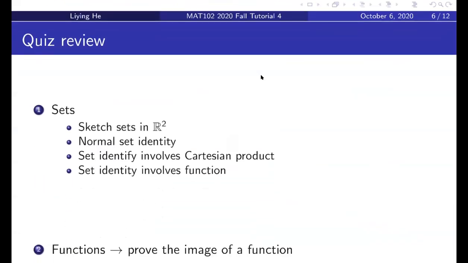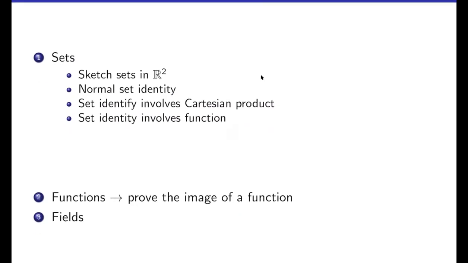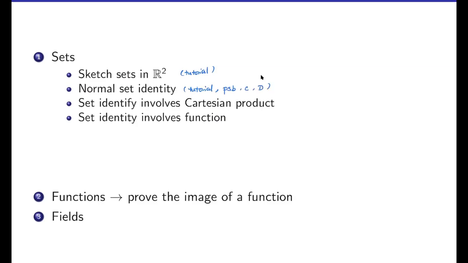So I want to do some quiz review, but we only have 5 minutes left. So I'll quickly talk about this. For the quiz, you have 3 parts. The first part, sets, which we did a lot of examples already. Sketch the sets in R2, we did that. Hopefully everyone knows how to do that. So check the tutorial. I don't remember which tutorial, but it's one of the tutorials. Normal set identity, we did a lot of questions on that too. So check the tutorials, you have problem sets B, C, D. They all gave you normal set identity.